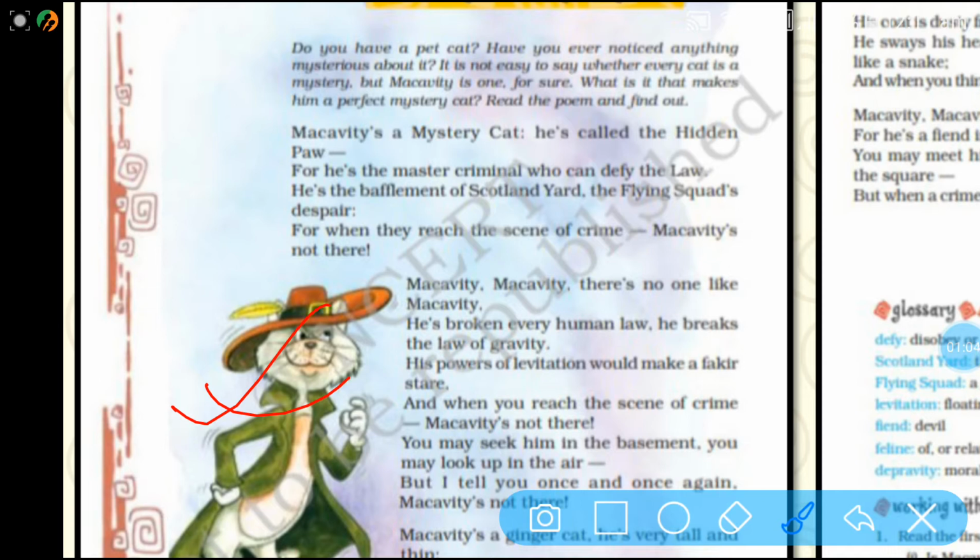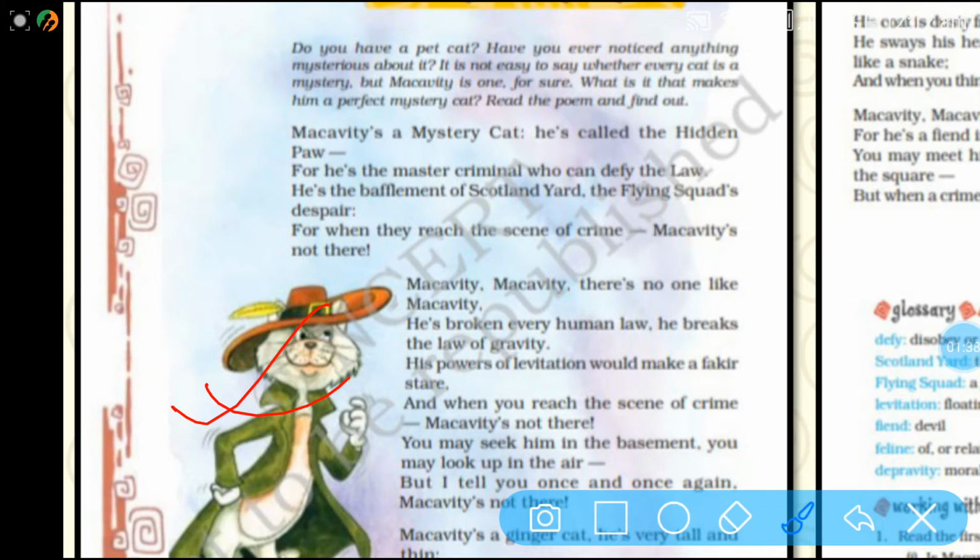The poem is also a humorous criticism of the failure of the modern criminal justice system, where the criminals may commit crimes and the law would be powerless to condemn them. Macavity actually represents the corrupt people of our society. So this much was the theme, and now we will discuss the rhyming scheme of the poem.